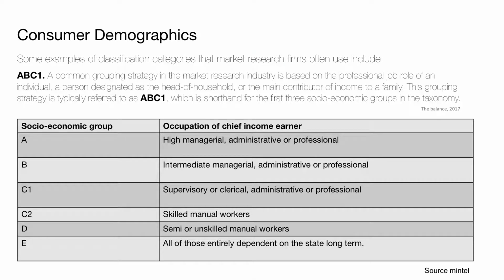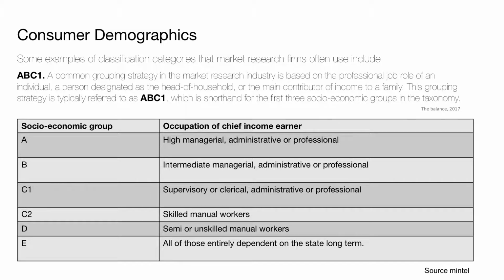Consumer demographics. Some examples of classification categories that market research firms use include ABC1. A common grouping strategy in the market research industry is based on the professional job role of an individual, a person designated as the head of household or the main contributor of income to a family. This grouping strategy is typically referred to as ABC1. You'll quite often hear people describe something like, I'm targeting this brand at mainly type A personalities, which is shorthand for the first three socio-economic groups in the taxonomy. Let's have a look at these in more detail.